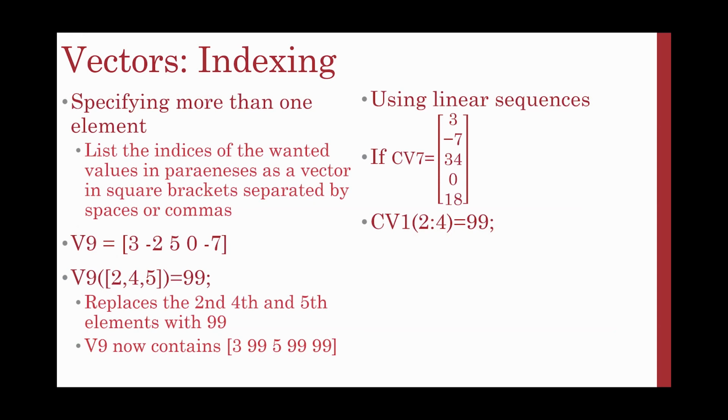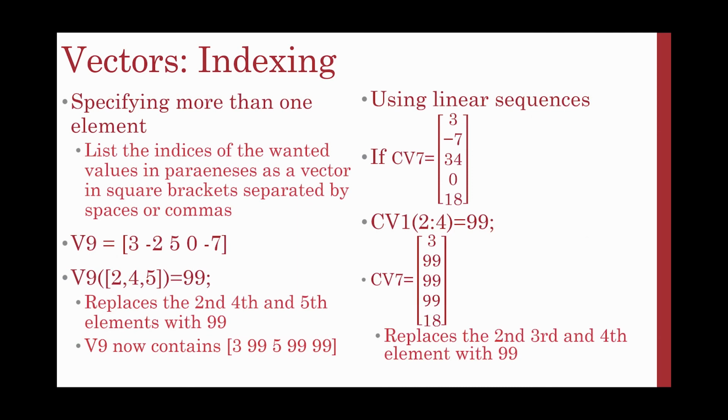You can also use it for linear sequences. So if I have a variable cv7, which is 3, -7, 34, 0, 18, and I type in cv7(2:4) = 99, it's going to replace the second to fourth elements with 99. So cv7 now contains 3, 99, 99, 99, 18.